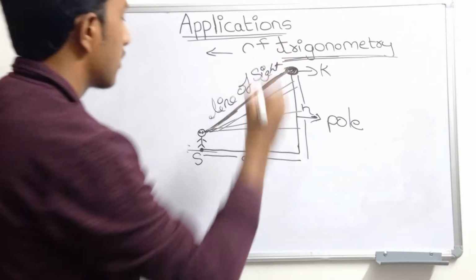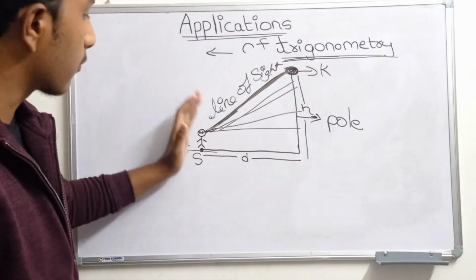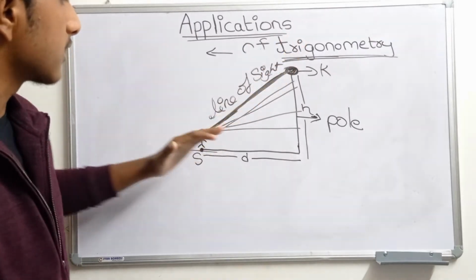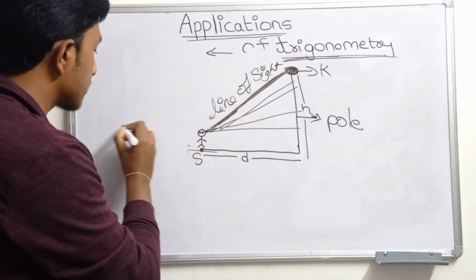Okay, guys, are you clear? This is the line of sight. When the person is watching from a particular point towards an object, this is known as the line of sight, and this is the horizontal range.